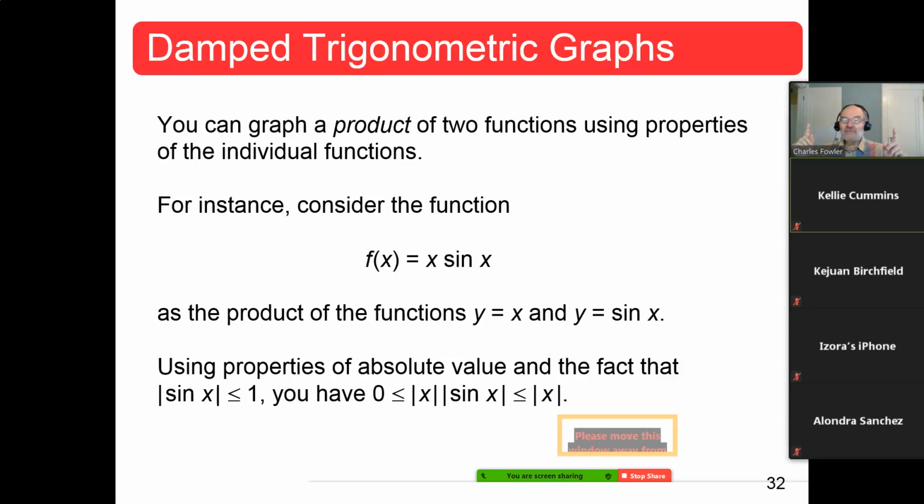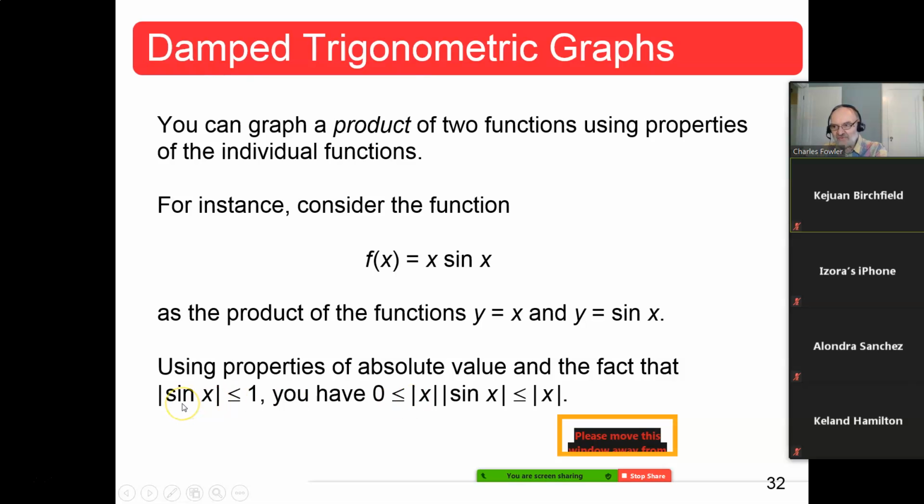Now, using properties of the absolute value and the fact that the absolute value of sine x is always less than or equal to 1, sine x never exceeds plus 1 or minus 1. It's always in between plus or minus 1. So the absolute value of sine x is always less than or equal to 1. So you can write this inequality here that 0 is less than.